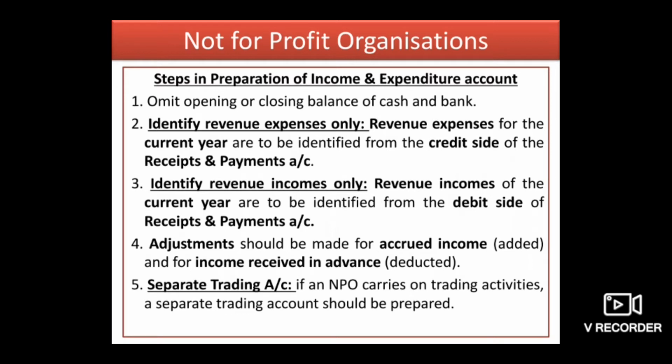So first of all, revenue expenses for the current year are to be identified from the credit side of the receipts and payments account. The revenue expenses can be taken from the credit side of the receipts and payments account. Then in the third step, identify revenue incomes only. Revenue incomes of the current year are to be identified from the debit side of receipts and payments account.